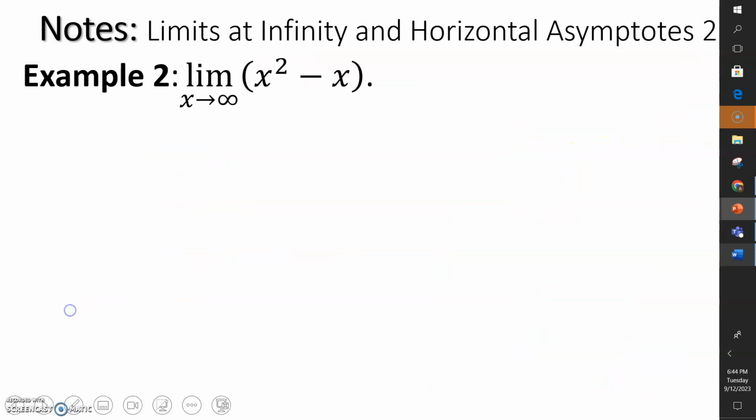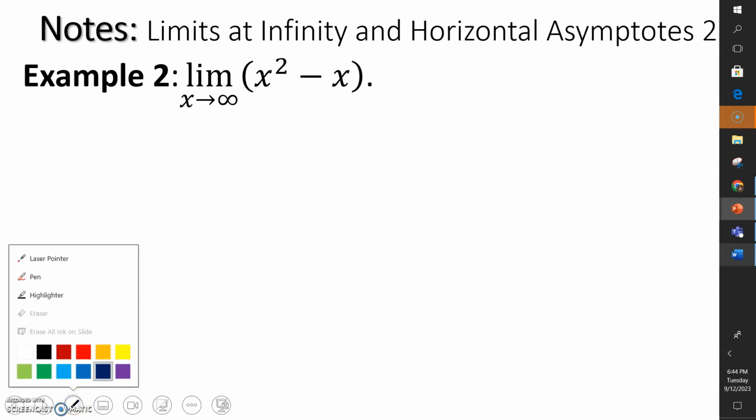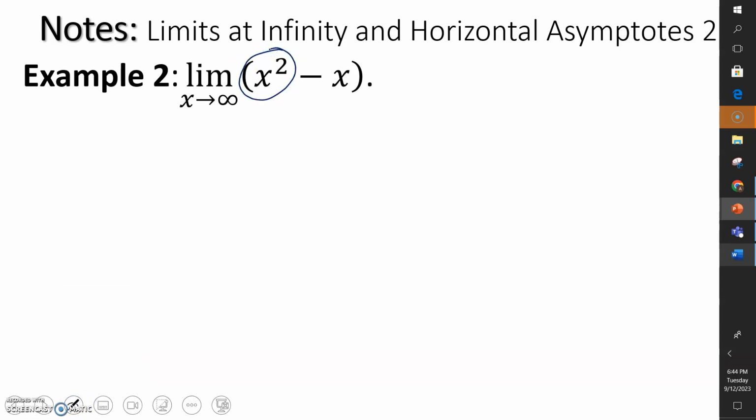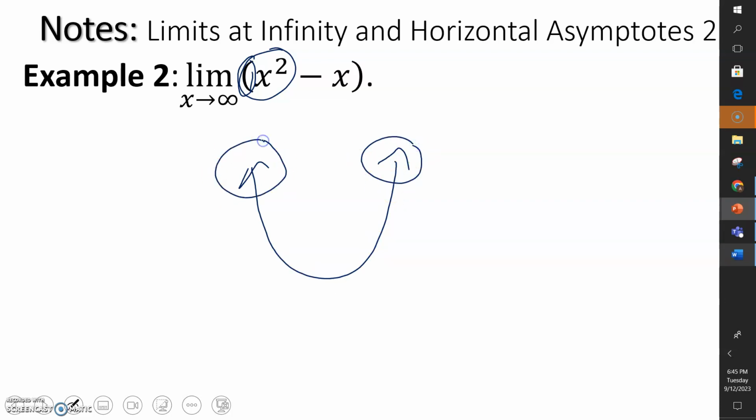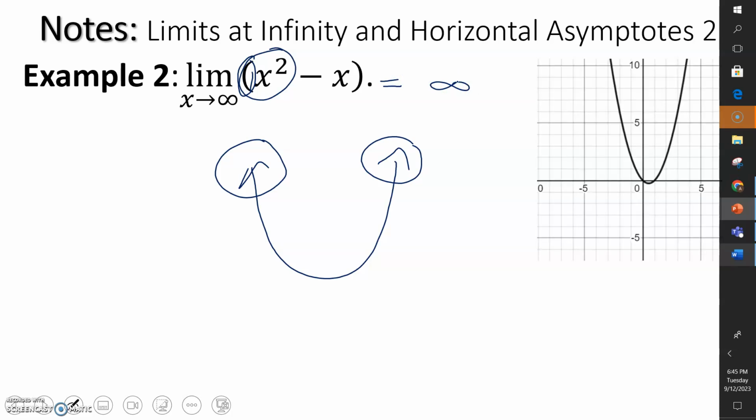All right, let's take a look at example 2. So the limit of x squared minus x as x approaches infinity. We note here that the highest degree is 2, meaning this function will end and begin the same way. Because there's no coefficient, it's a 1, so it's a positive coefficient. So we know that our function here will end in both directions up at positive infinity. So when we approach infinity, we know this goes to infinity. And we see that in the graph.